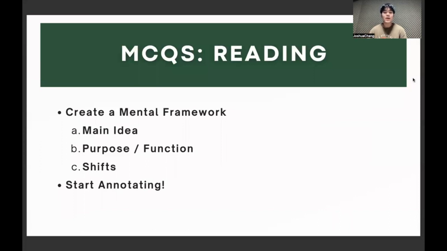The second tip is to simply start annotating. We are human, we forget, and even if we create a good mental framework, we will inevitably forget certain pieces of information and have to reread. So as you create the framework in your mind, jot them down on the side of the passage and have identifiable markers that you can come back to when answering questions or looking for specific pieces of information.